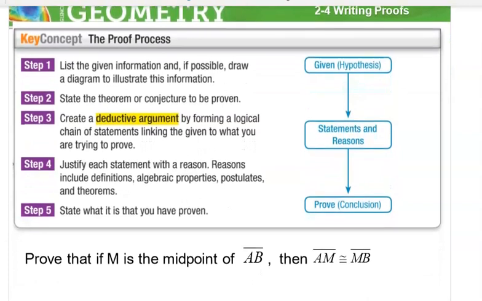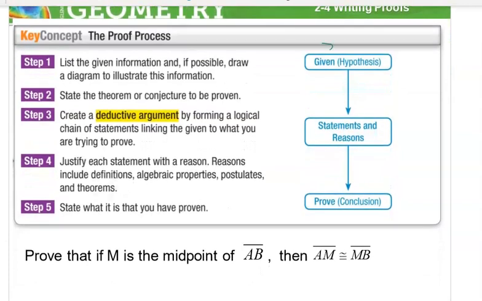The proof process goes like this. We have a given statement. We have statements and reasons, and then we have the final proof, the conclusion. We never use the word prove in our thing or conclusion, but that's just a description of what these are. And I say that because some of you are going to try to write prove at the end.